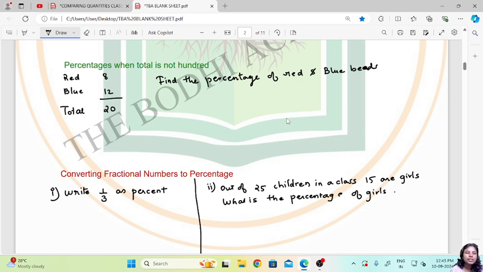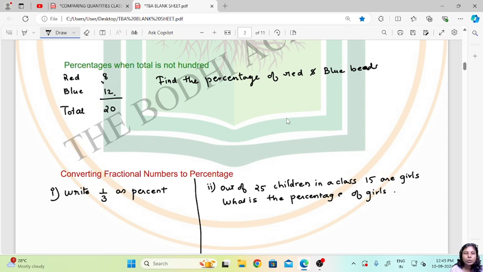Let's consider an example. There are two colors of beads, red and blue. There are 8 red beads and 12 blue ones. In total there are 20 beads. We have to find the percentage of red beads and blue beads. In numbers we already know there are 8 and 12. We have to tell, in the total of 20, how many beads are red and blue in percentage.